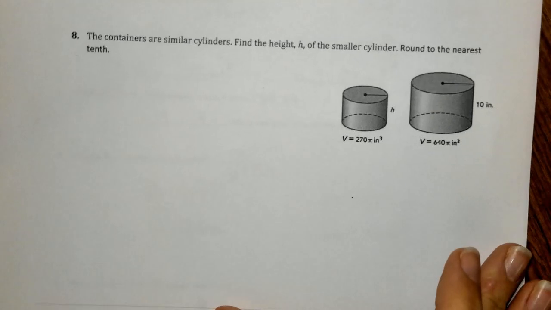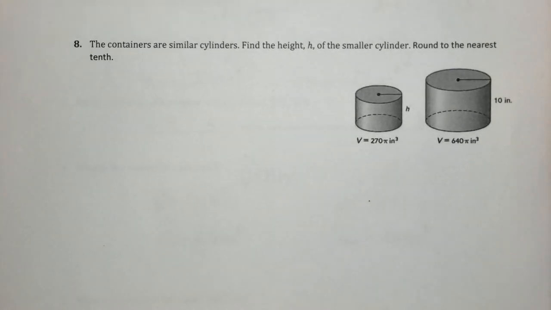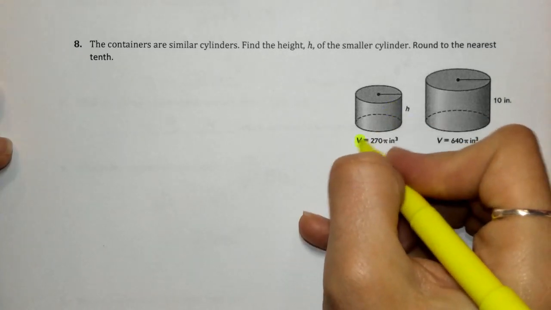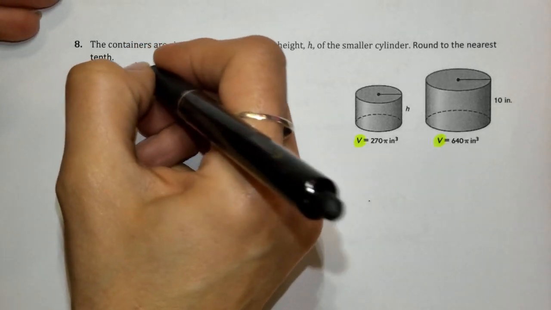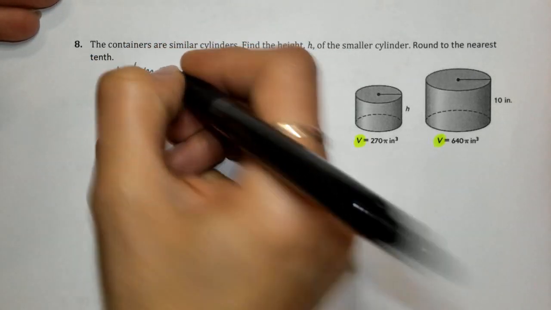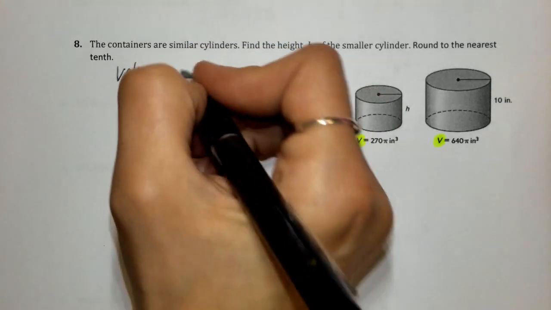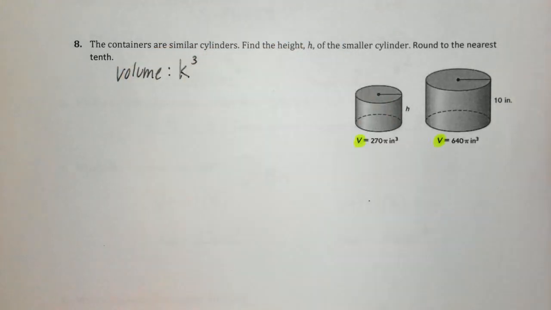All right, last one. We've got containers that are similar cylinders. Find the height of the smaller cylinder, round to the nearest tenth. What we need to see here is that they didn't say it in the problem, but right here we have V equals. That means we are dealing with volume. And as we saw on the last problem, the last page, volume we need to cube.